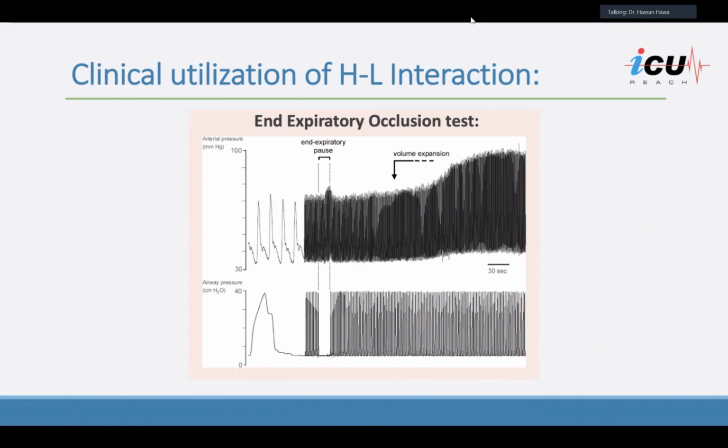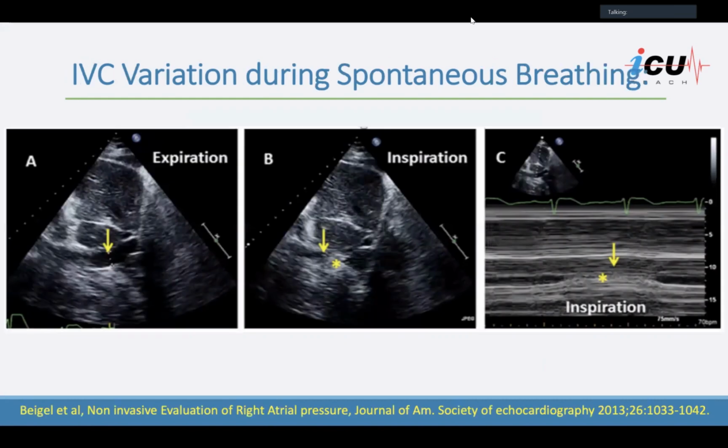Another important concept is the end-expiratory occlusion test. The same thing: you do an expiratory hold, and this allows more venous return to the heart. If your patient is a fluid responder, then the cardiac output will increase after you apply the expiratory hold for 15 seconds. If the expiratory hold has caused a 5% increase in the cardiac output, there's a high chance they will respond to fluids if you give volume loading. Again, I'll talk about this in more depth during our fluid responsiveness session.